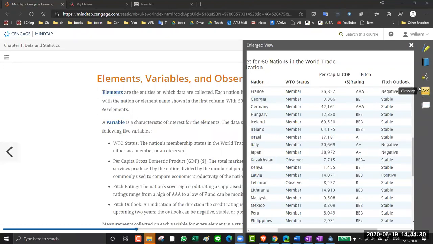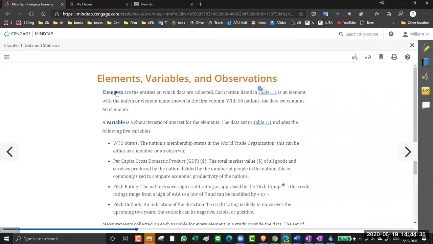All right, so let's read these definitions. So what do we mean by the elements? The elements are the entities on which data are collected. So in our case, the entities are the nations. Now, another word for element is individual. Sometimes they use the word individual instead of element. You can use either word.